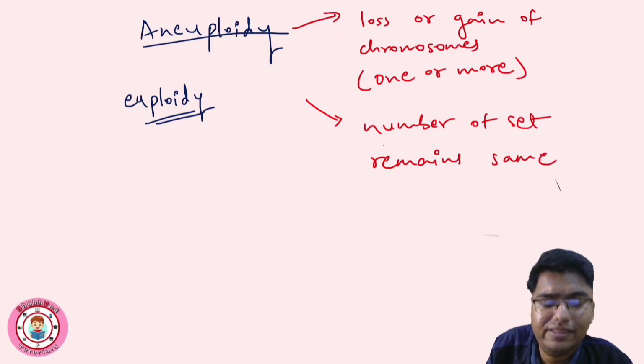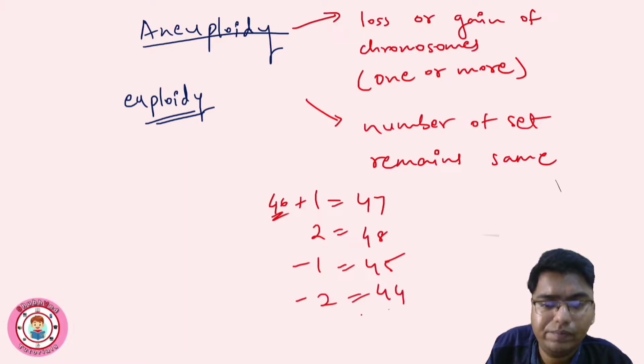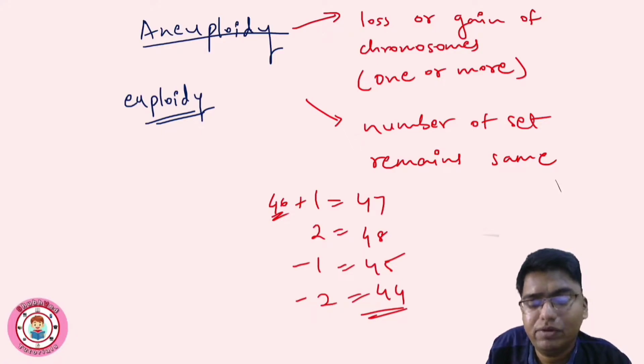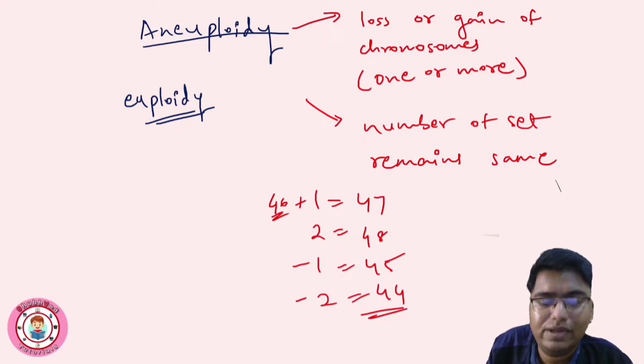If we take the example of humans, 46 chromosomes are there. If one chromosome is added, it will result in 47. If two chromosomes are added, it might be in the autosomes or sex chromosomes, then it will be 48. If there is minus 1, there will be 45. Again, if there is minus 2, it will be 44. So the set number is the same; only there is addition or deletion of one or more chromosomes. It may be from an autosome or allosome, that is, a sex chromosome.